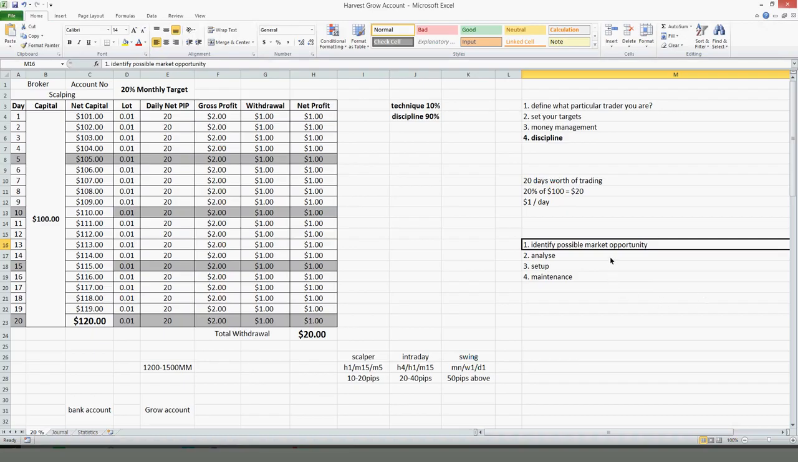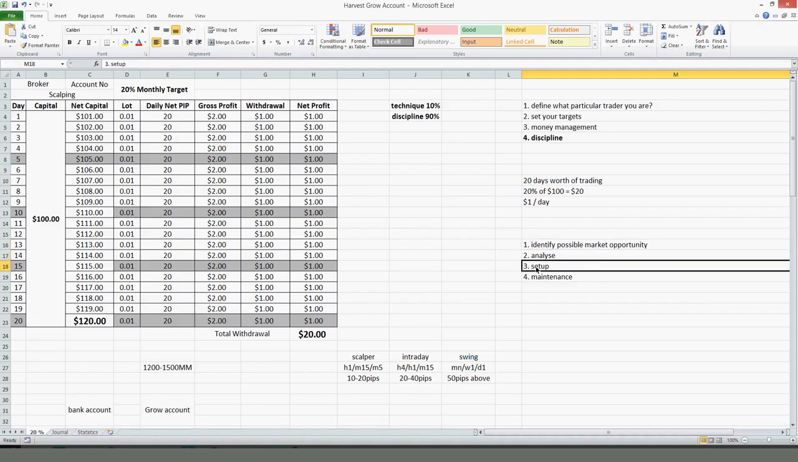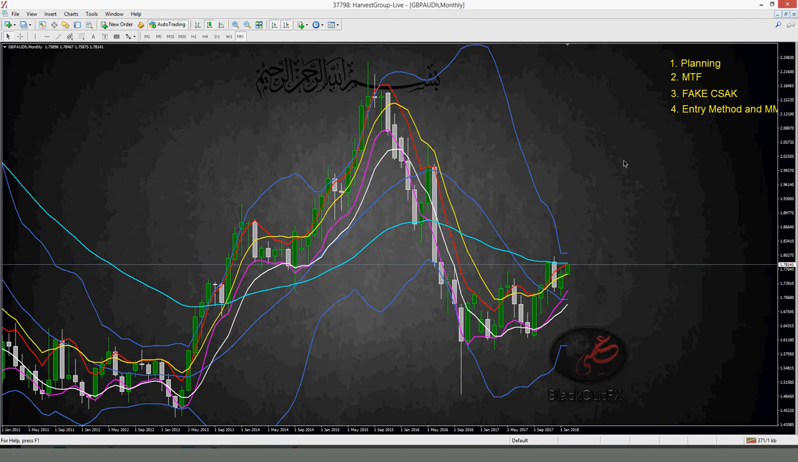Okay. So when we do this, we need to make sure that we do an analysis, and then after the analysis, you should be able to set your setup for when you are going to enter. And after your entry, you should be able to make sure that you do maintenance of that entry. You need to make sure that you always reassess your situation during that process. Okay. So planning wise, we're already done. Now we'll go for the multi-time frame analysis.